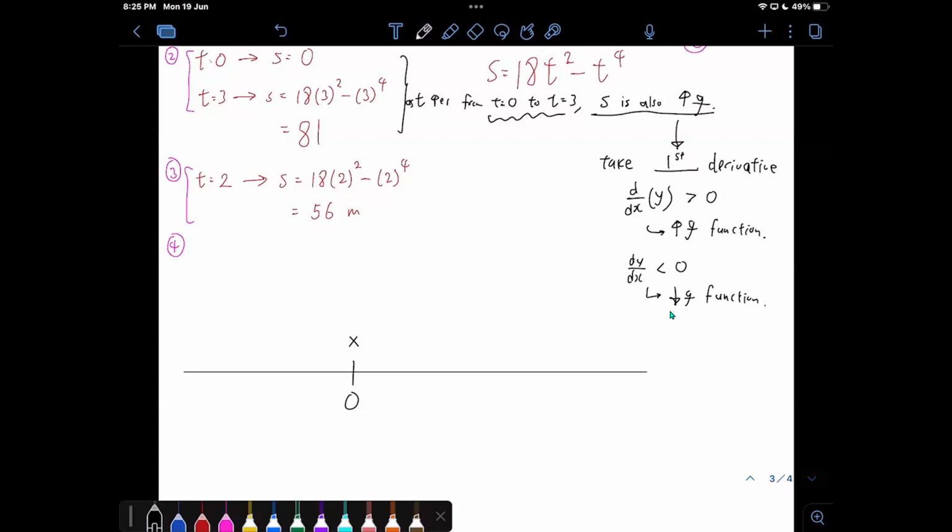So let's just quickly check that since I'm already here. If you differentiate s with respect to t, at first derivative, you realize that's just the velocity. What is this? It's just 36t minus 1, minus 4t cubed. Then all you need to do is sub in t equals 0 to t equals 3, and you realize that this value is always positive.